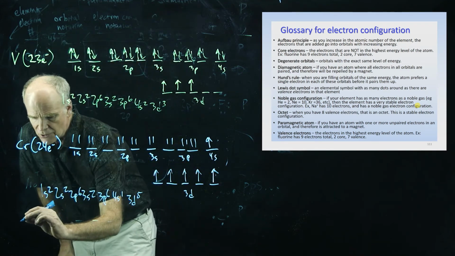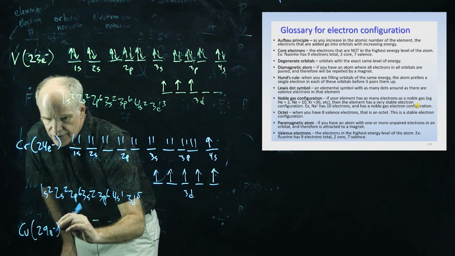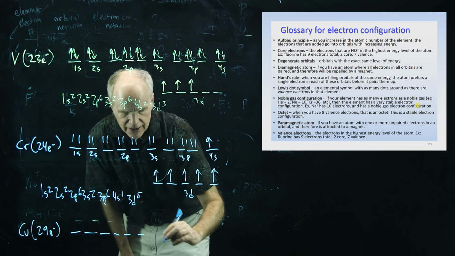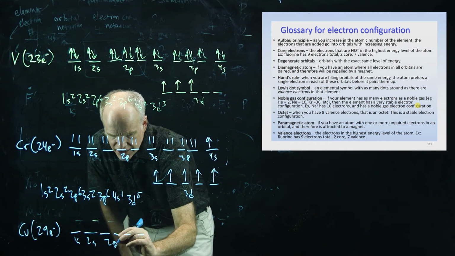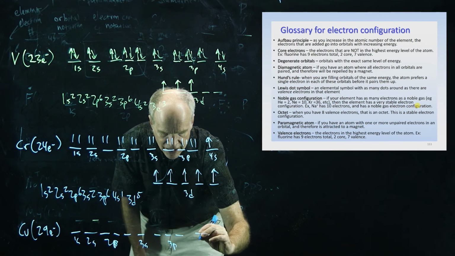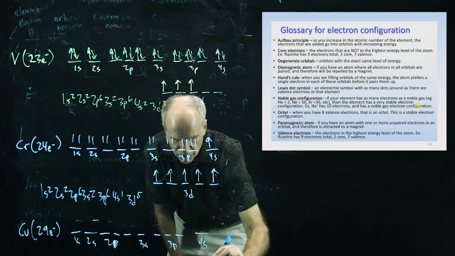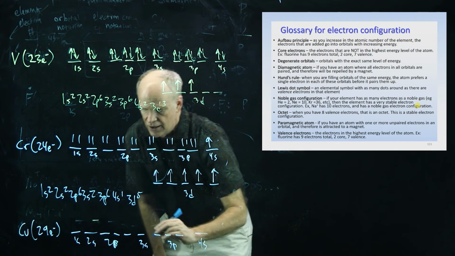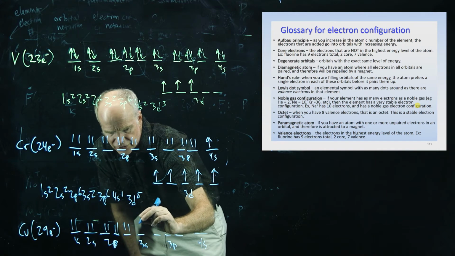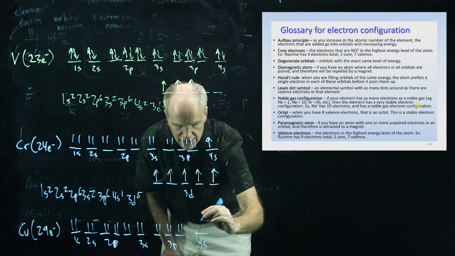Okay, let's do another one, copper. So copper is 29 electrons, and so it's kind of the same deal. So it's 1s, 2s, 2p, 3s, 3p, and then 4s, and then 3d, so 1, 2, 3, 4, 5, 3d. So copper is 29 electrons, so the 1s is filled, 2s is filled, the 2p is completely filled, 3s is filled, 3p is filled. And then how about the remaining sublevels?